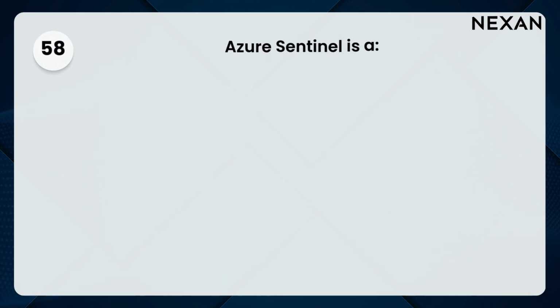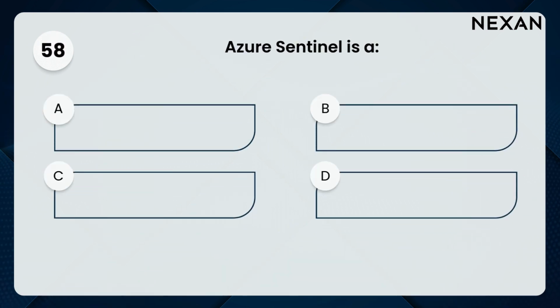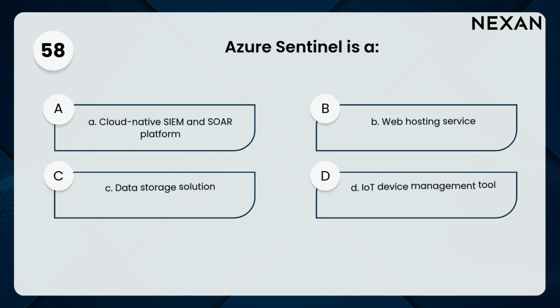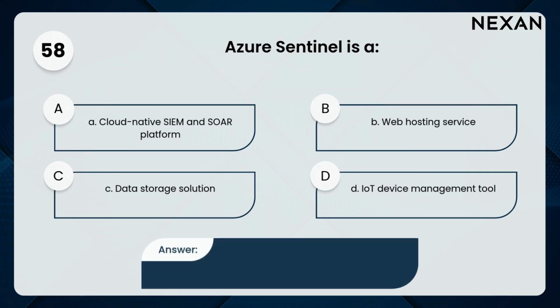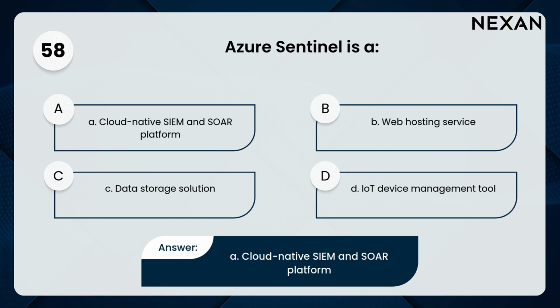58. What is the main function of Azure Blob Storage? A. Storing unstructured data in a cloud storage service, B. Hosting web applications, C. Managing virtual networks, D. Data encryption. Answer: A. Storing unstructured data in a cloud storage service.